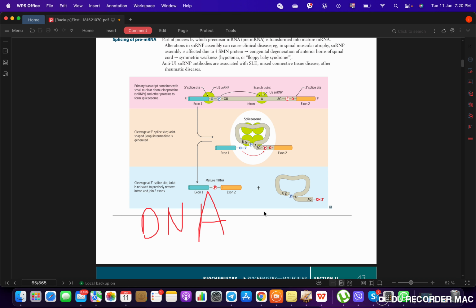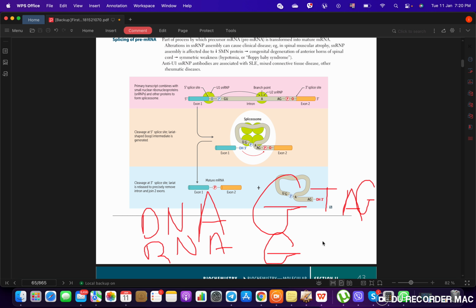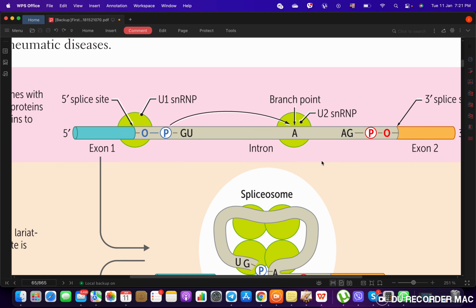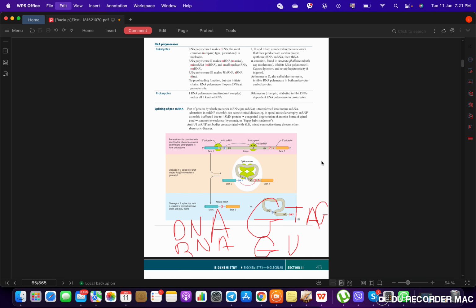So if in DNA it was GT-AG, in an RNA it will become what? Can we have a T in an RNA sequence? Can we have a T? Absolutely not. GU-AG. Okay? So you notice here the spliceosome is working from the GU until the AG. Yes? And that helps it splice that portion out.